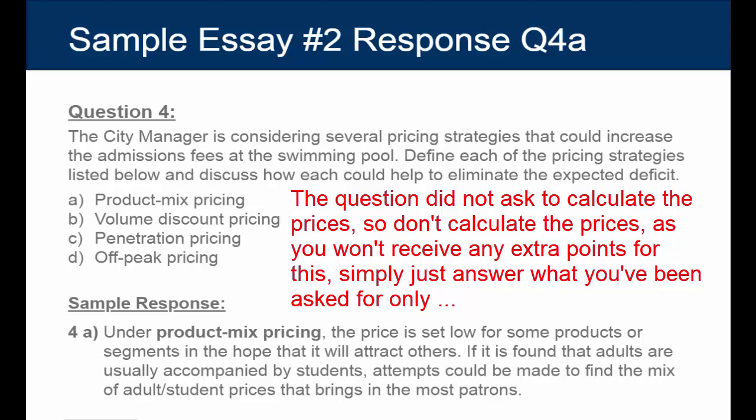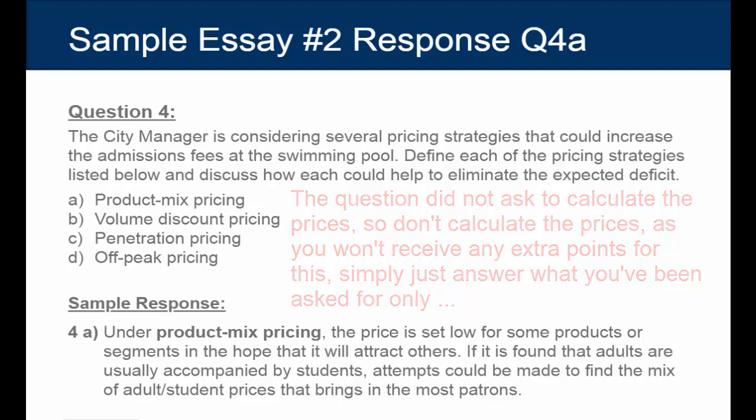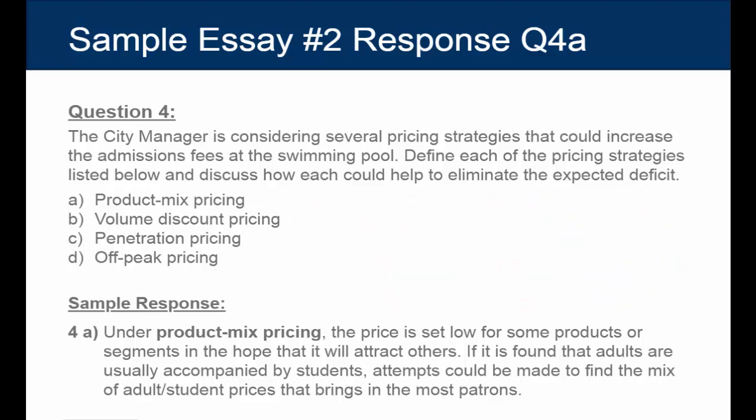Our sample response for 4A. Under product mix pricing, the price is set low for some products or segments in the hope that it will attract others. If it is found that the adults are usually accompanied by students, attempts could be made to find a mix of adult-student prices that brings in the most patrons. Sample responses for 4B through 4D will be answered on the next slide.